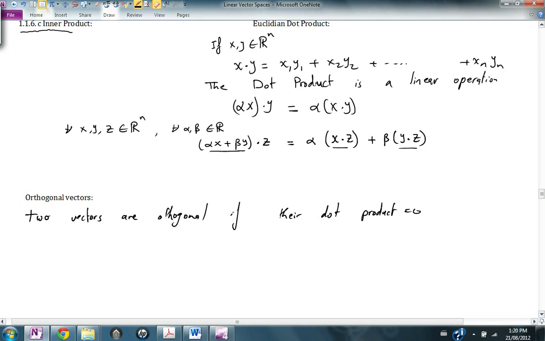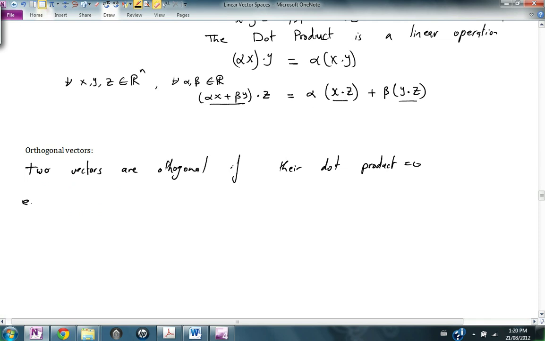So for example, let's consider e1 equal to 1, 0, and e2 equal to 0, 1. e1 dot e2 is equal to 1 multiplied by 0 plus 0 multiplied by 1, which is equal to 0. Therefore, e1 is orthogonal to e2.